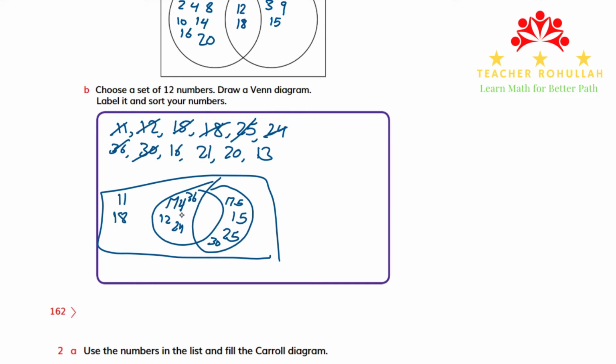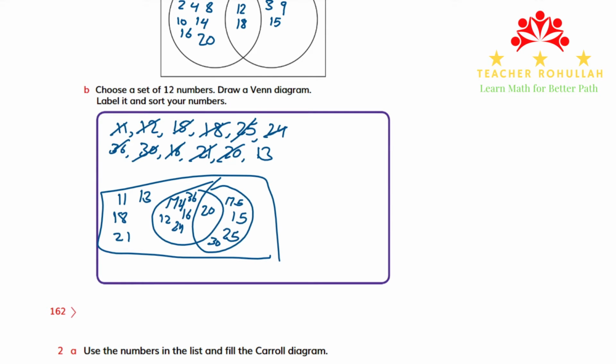16 is a multiple of 4. 16 comes here. So let me cross it. 21 is not a multiple of any of them. So 21 comes out. I will cross it. But 20 is the multiple of both 4 and 5. So 20 comes in the center. And lastly, 13. 13 is not a multiple of any of them.